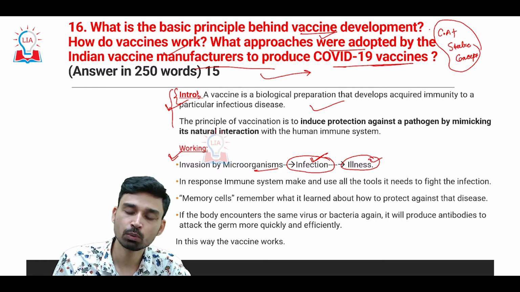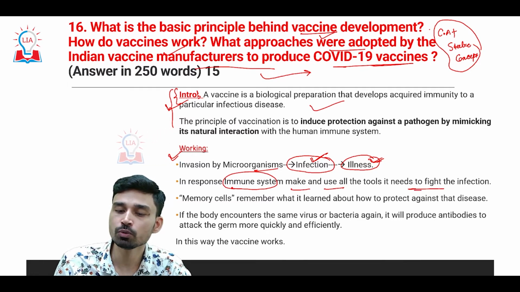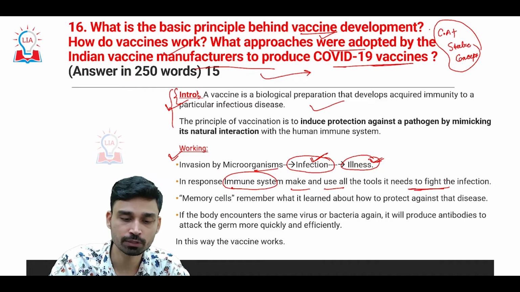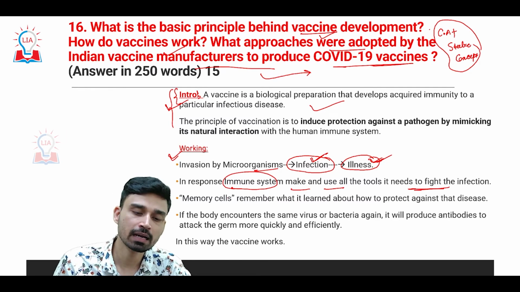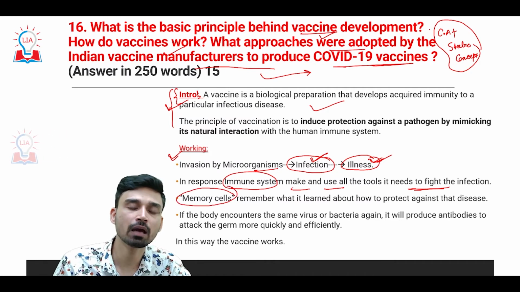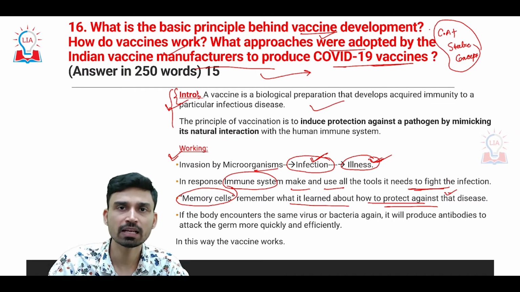Now what happens is that once the body feels sick, once illness occurs, the immune system is triggered, and its response is such that it tries to make and use all the tools it needs to fight this particular infection, and that is when it starts to make the antibodies. Then after the illness subsides, there are memory cells that remain within our body, and these memory cells remember what was learned about how to protect against the disease from the last infection.